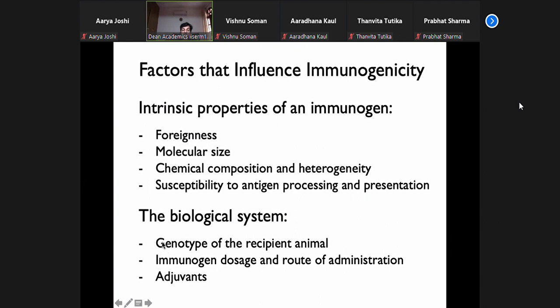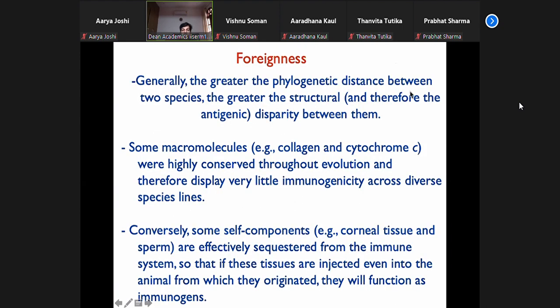So this is the biological system, some of the properties of the biological system which contribute to immunogenicity. And in this portion, these are the intrinsic properties of the antigen or immunogen you are injecting. All right, so let's first talk about foreignness. Generally, if you inject something from a species with a greater phylogenetic distance, it will be better at inducing an immune response.